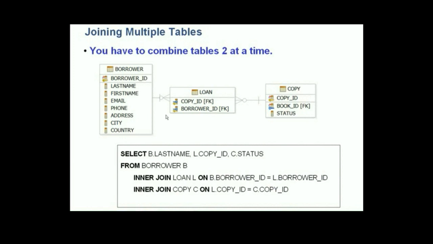Take a look at this simple diagram. We have here three tables, borrower, loan, and copy. And this is the way they relate to each other. If I need to write a SQL statement to get information from all of them, I need to do simple joins, combining them two by two. First, I will join information from borrower and loan. Then I will join information from loan and copy. It's quite simple.